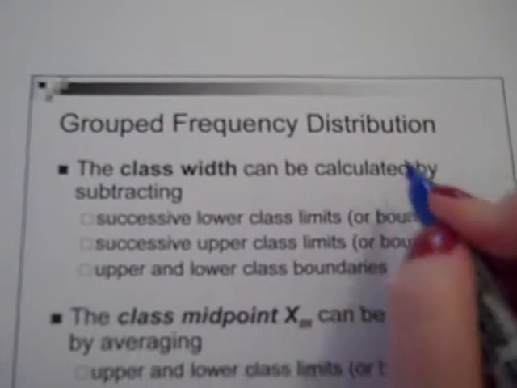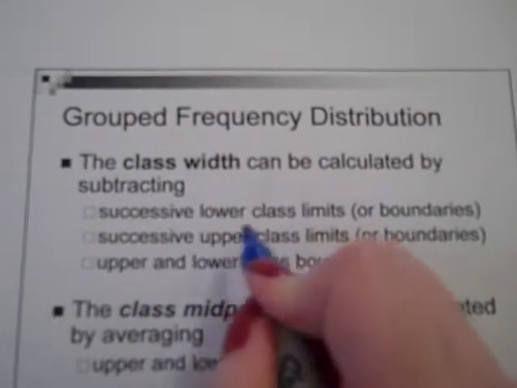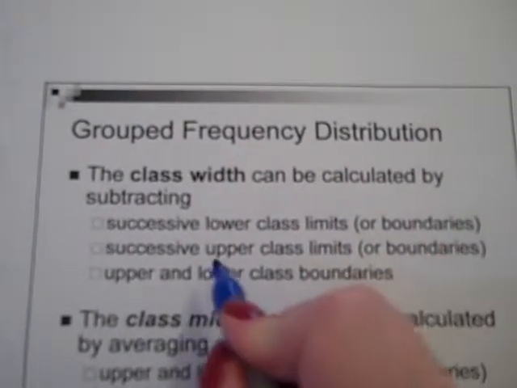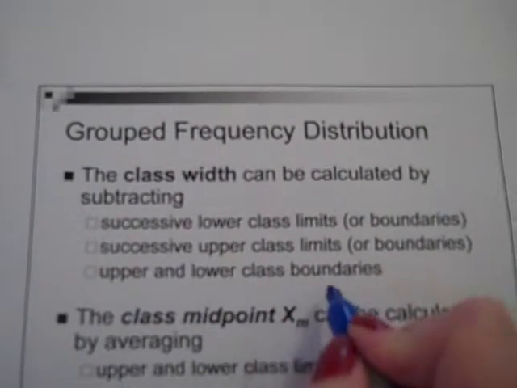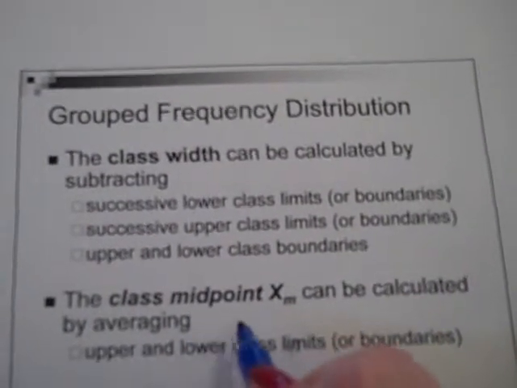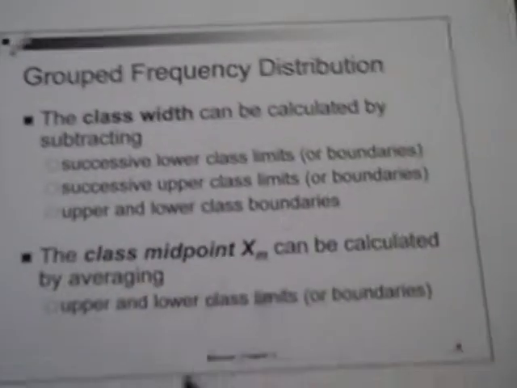The class width can be calculated by subtracting successive lower class limits, subtracting successive upper class limits, and subtracting upper and lower class boundaries. The class midpoint can be calculated by averaging upper and lower class limits.